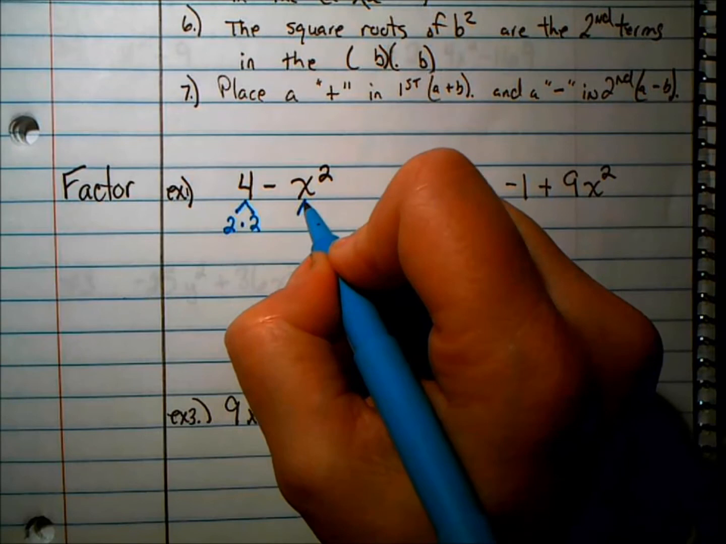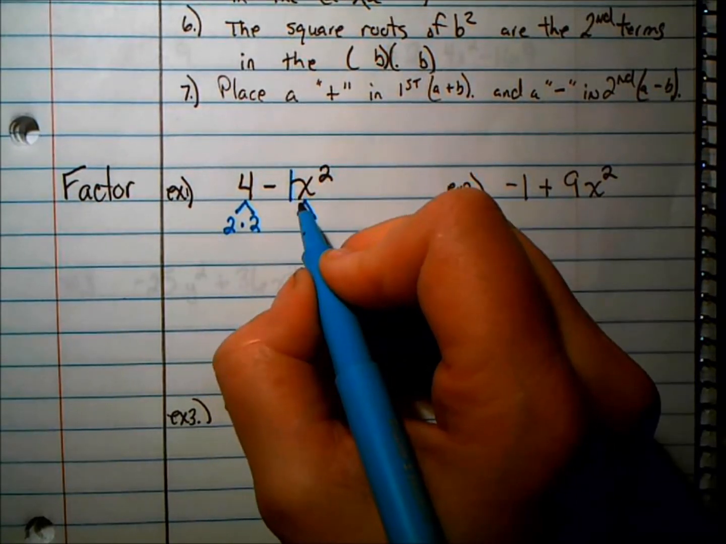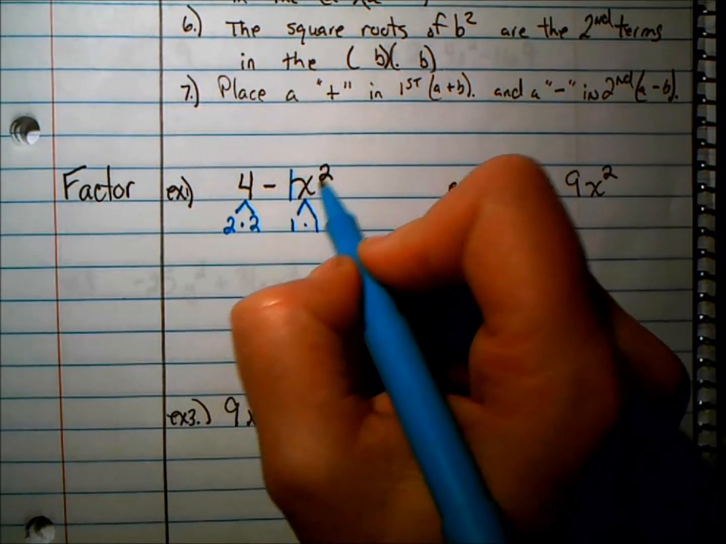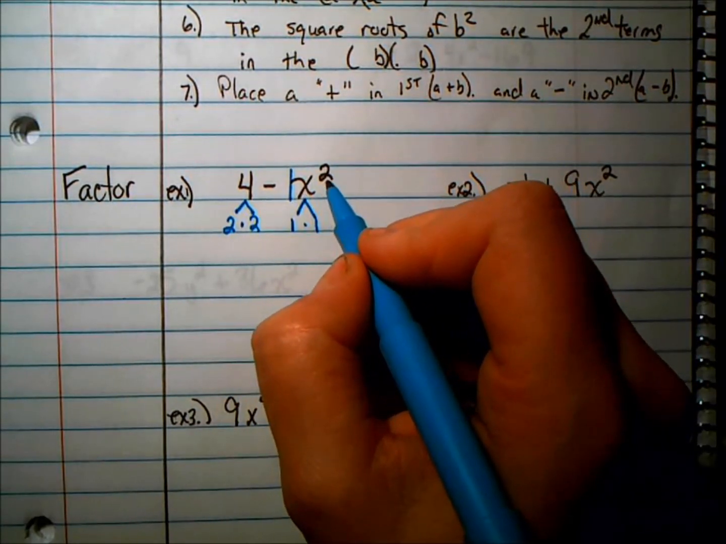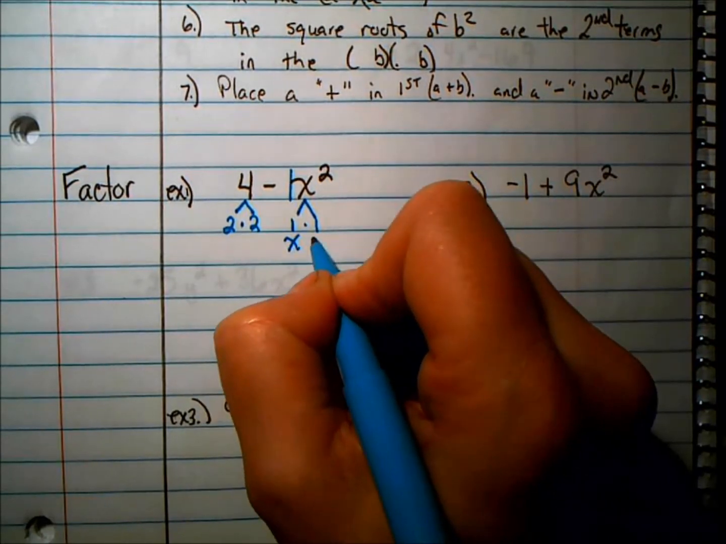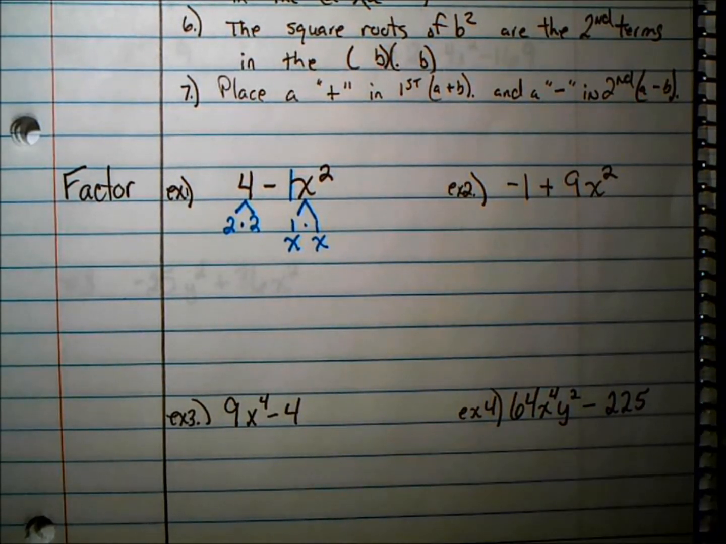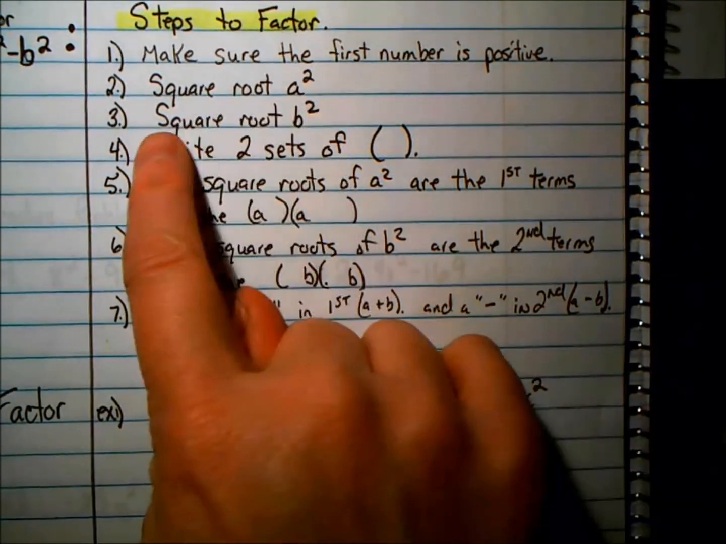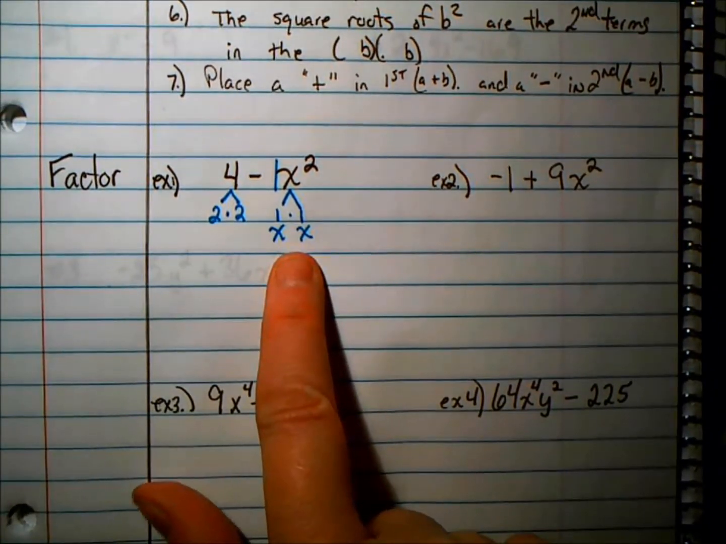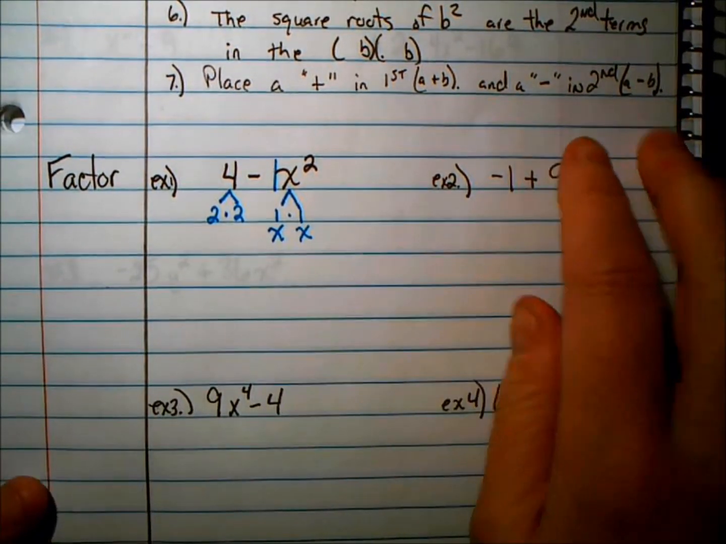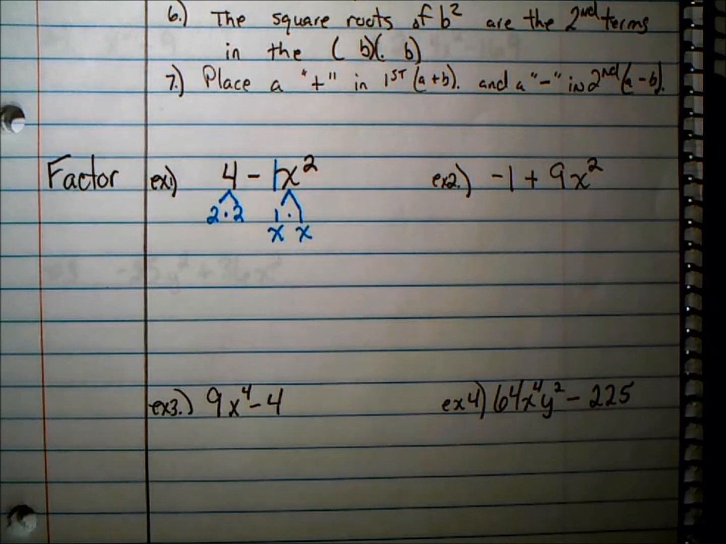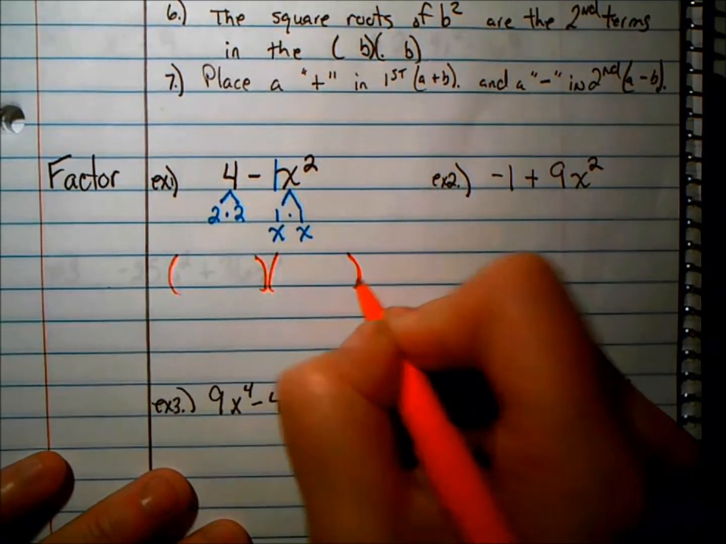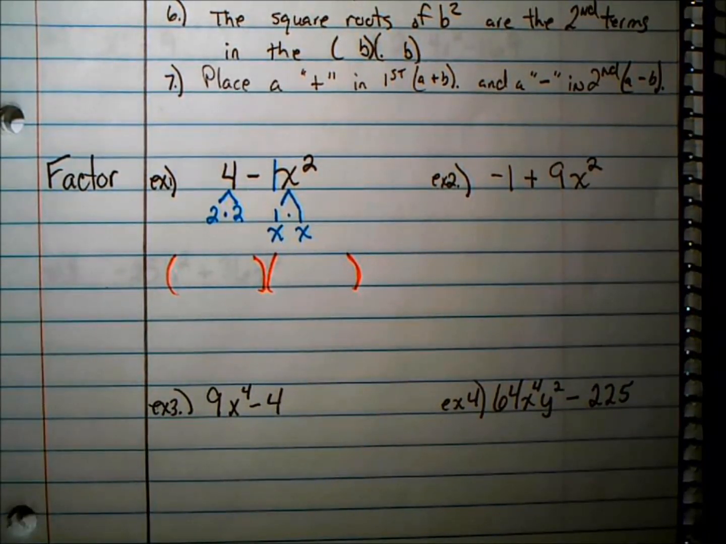The second term, I have an x squared. Well, I don't have a number other than the understood 1, and the square root of 1 is 1, so I could have the number 1. But I also have the variables, the x's. I have 2 of them, which I can split up equally and have x with an x. So I have both 1 and 2. I took the square root of A and took the square root of B. B shows you how to do the variables. Step 4 says I want to write 2 sets of parentheses. So I'm going to have 2 sets of parentheses written on my problems.